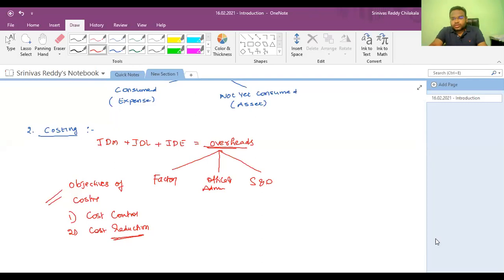Can anyone respond to me here? Understood what are techniques of costing and methods of costing. The second concept is the objectives of costing. Objectives of costing are cost control. What is the next one, Amma? Cost reduction. Right.